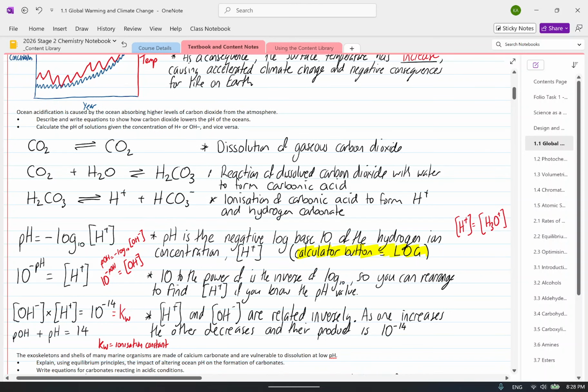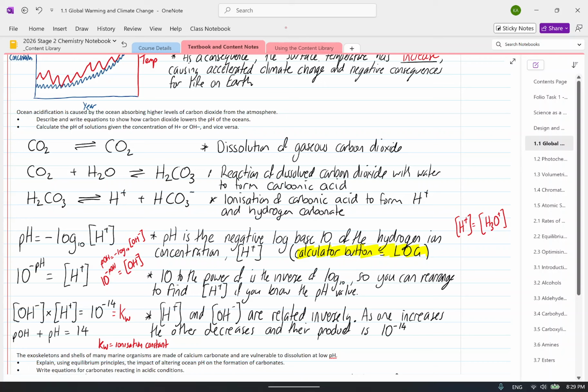Now, this next section is talking about another consequence of the increase in carbon dioxide concentration in our atmosphere. More specifically, we're talking about the acidification of our oceans. Now, I've got some chemical equations here, and I'll just be adding in some extra details into these equations.